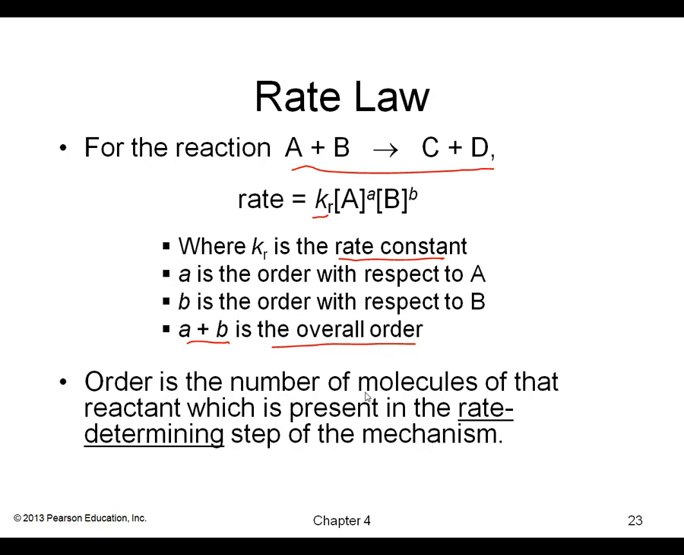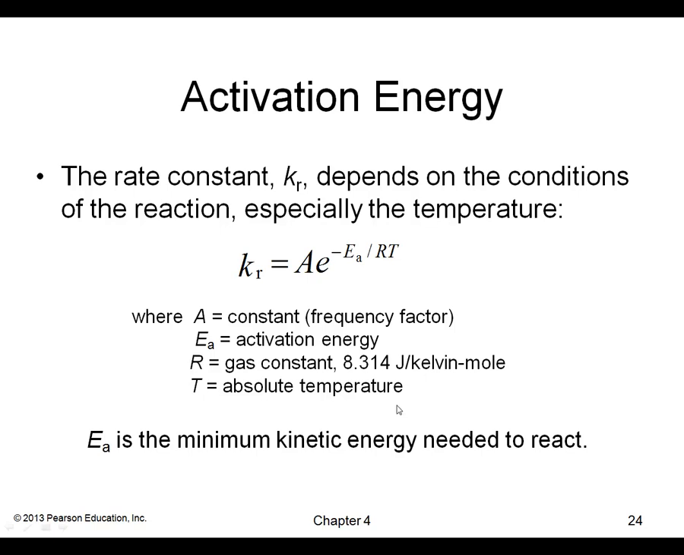The order is the number of molecules of that reactant which is present in the rate determining step of the mechanism. Again, we're not going to get too heavily into this, as this was more general chemistry stuff. Same thing with the activation energy, but let's discuss it because we'll be using it in this chapter. The activation energy is Ea, and it's related to the rate constant in this particular manner.